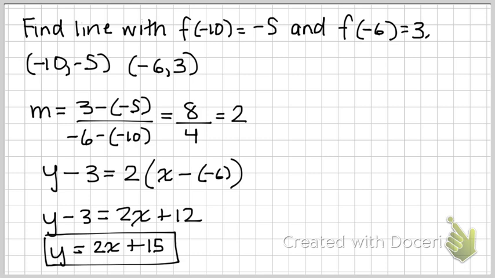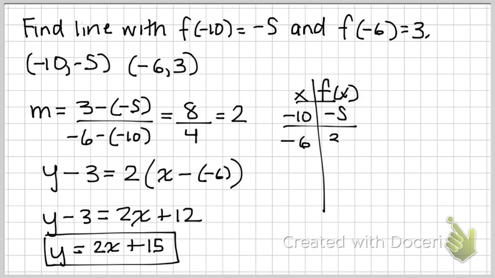And then these 2 points could be given in any way, right? We could give the point like that, we could give the point like that. It could be given in a table of values, right? You could go x, f of x, and I'd have negative 10, negative 5, negative 6, 3. It's all the same, just a different form. So that is finding the equation of a line, given information about the line, either with a point or with a graph.